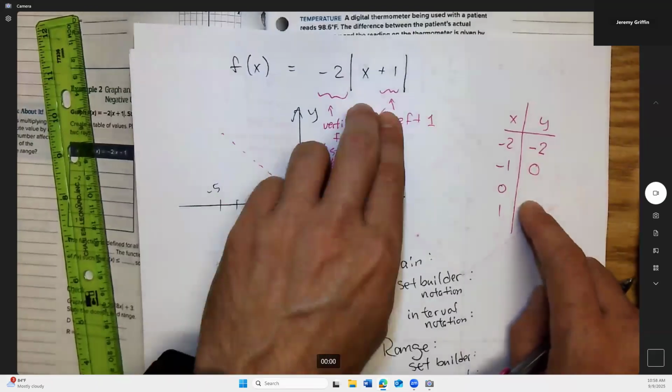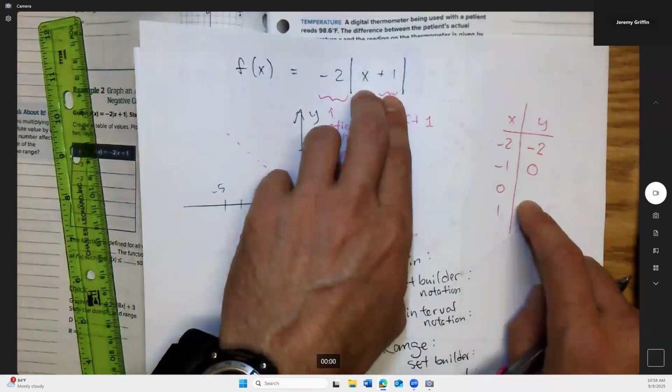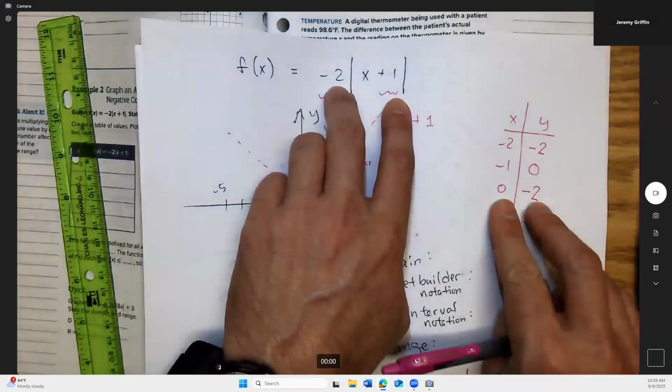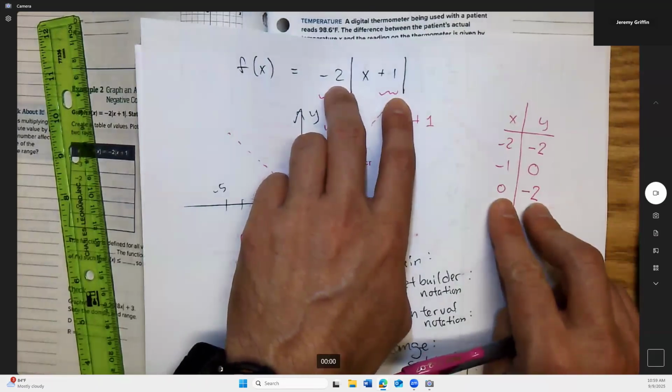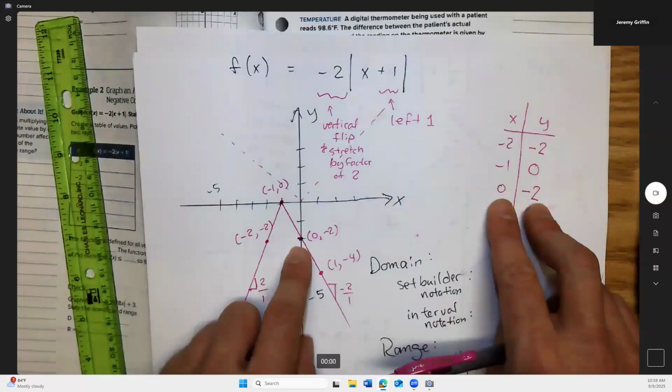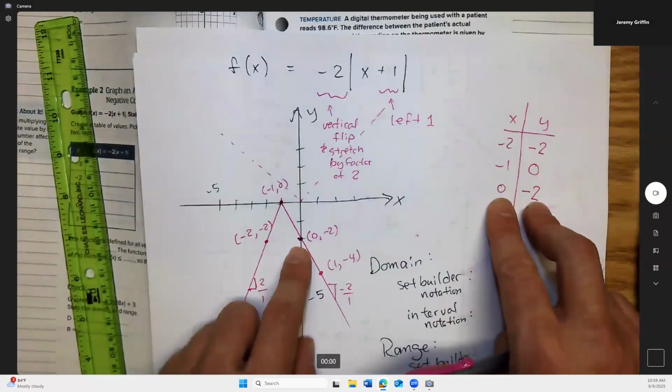Let's plug in 0. What's 0 plus 1? Absolute value of 1 is 1, times -2 is -2. So the point 0, -2. Oh, should that be the y-intercept? Let's see if it is. Hey, it's right there. 0, -2. Oh yeah. You guys see that too?